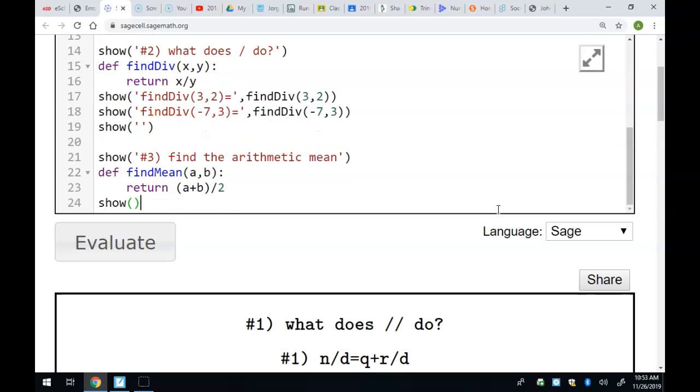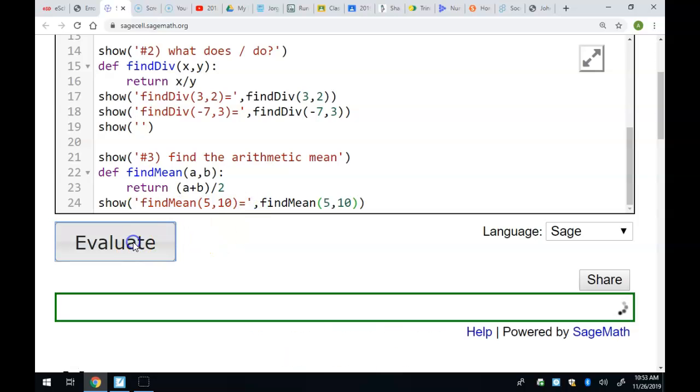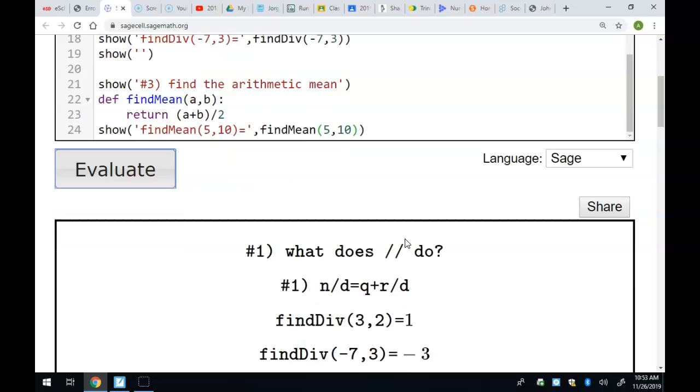So if we show a test of that, let's see. Let's find the mean of 5 and 10. Well, what's 5 plus 10? 15 divided by 2, that's going to be 7.5. Okay. So let's do quote, quote, comma, find the mean of 5 and 10. Let's see what you get. And you should get, what, 7.5.